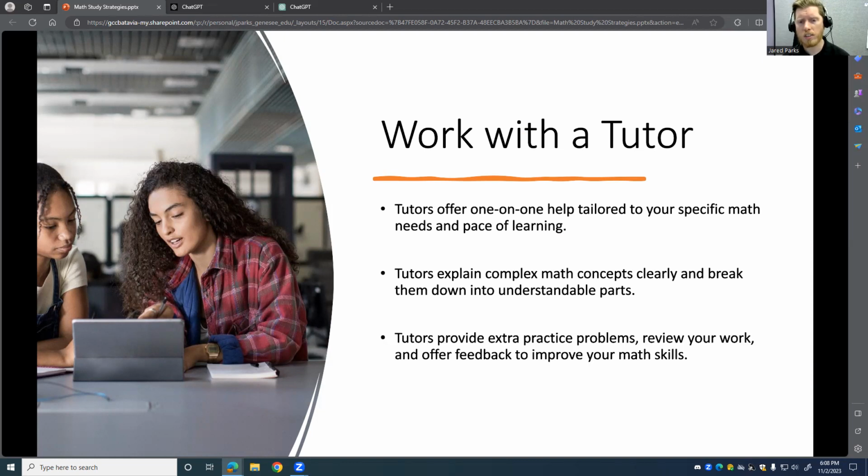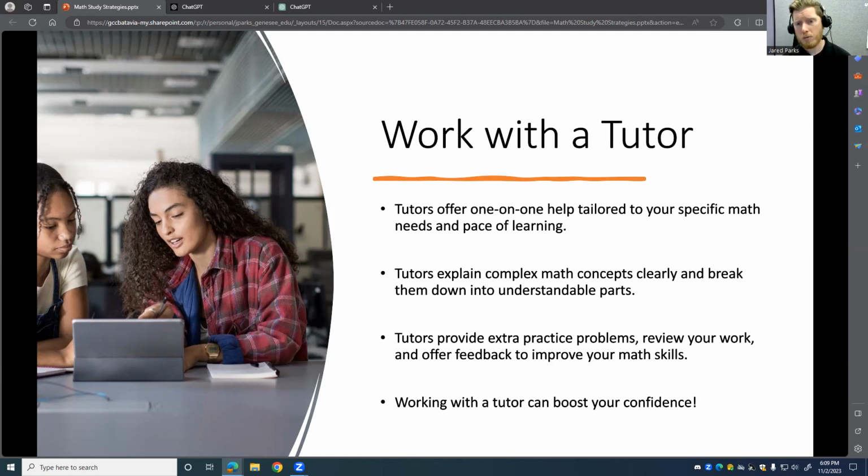And tutors can provide extra practice problems. They can review your work, offer feedback. They can look over practice exams and then offer feedback for that. They can go over how best to study math skills, which is what this workshop is about.